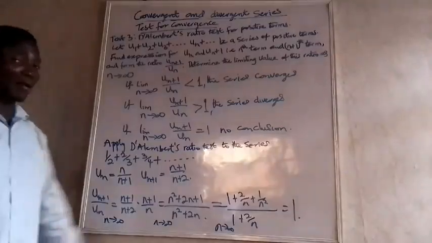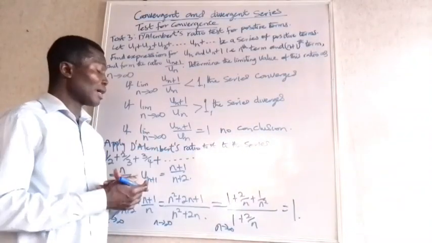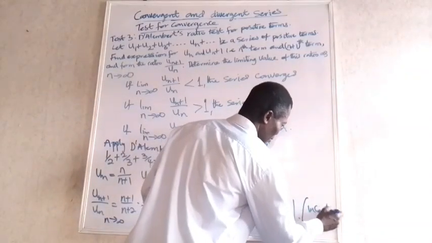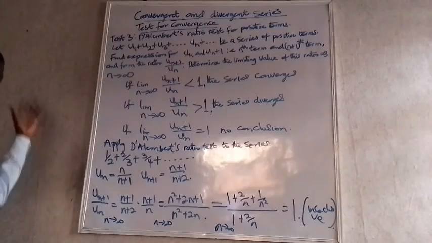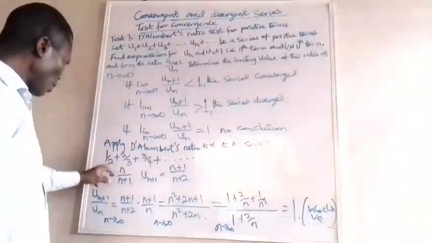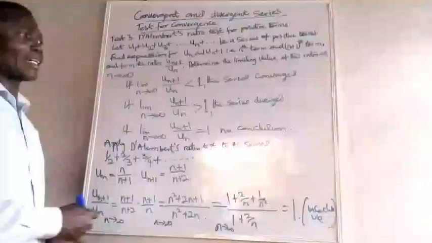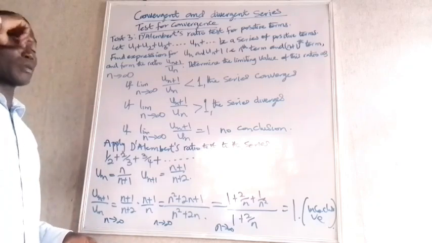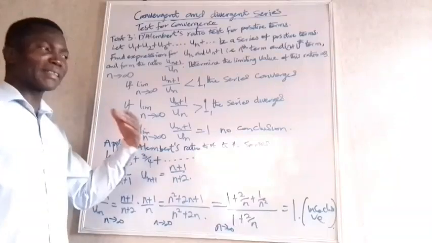And as we said, when we have 1, it is inconclusive. So we cannot say if it is convergent or divergent. So for us to know if it is convergent or divergent, we will need to look at the other tests mentioned earlier. So let's see. 1 over 2, 2 over 3, 3 over 4. From what we said before, if the term ultimately tends to 0, it means that it will possibly be a convergent series.